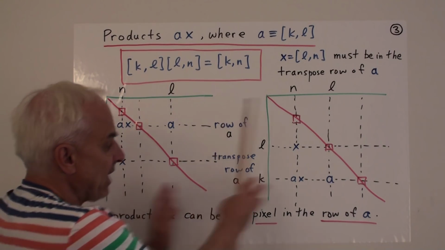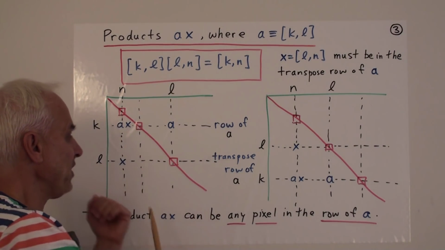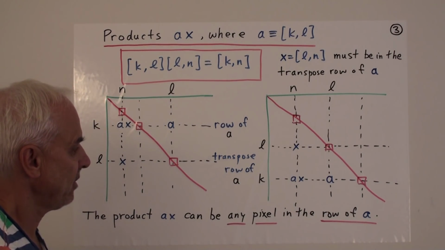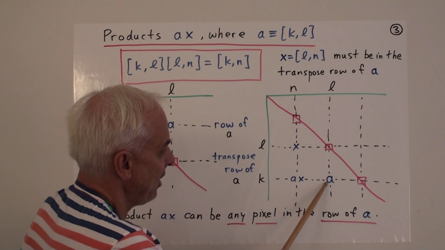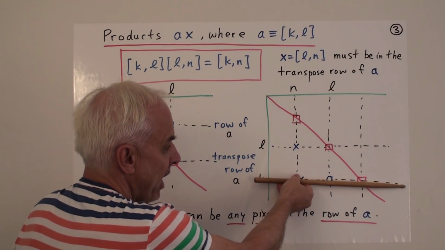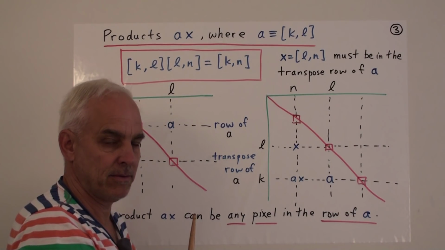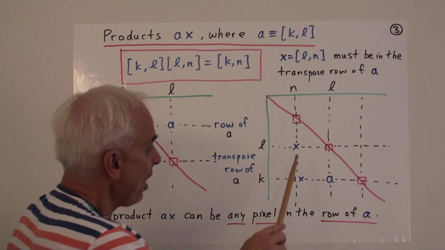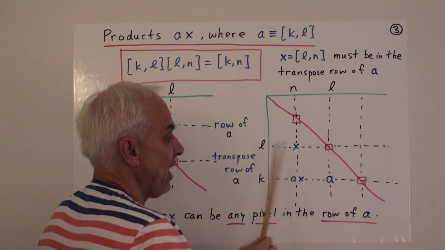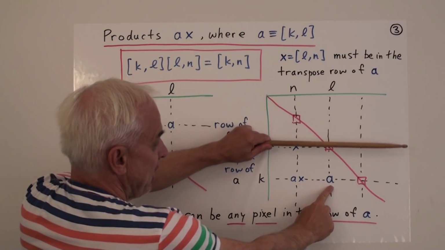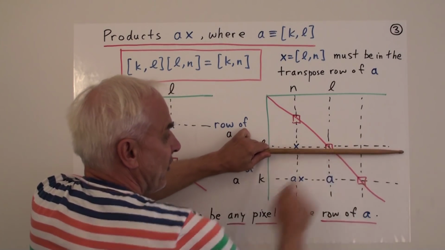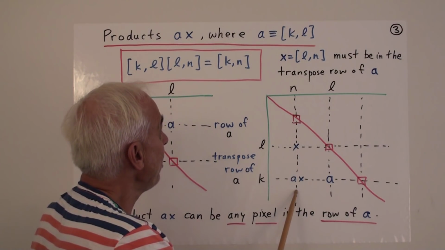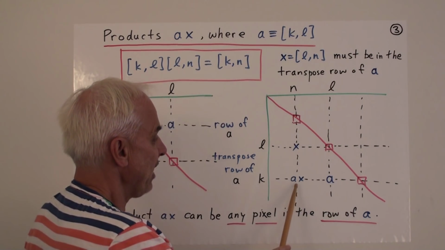Now the story is exactly the same when A is below the diagonal, so nothing really changes except that the picture looks a little bit different. All right. So here is A, here's the row of A, and here's the transpose row of A. So in order for A times X to be a valid pixel, we want X to be on this transpose row of A. So in this case, A being here, X can be anywhere on this transpose row. And wherever it is, we go in the same column to get A times X.